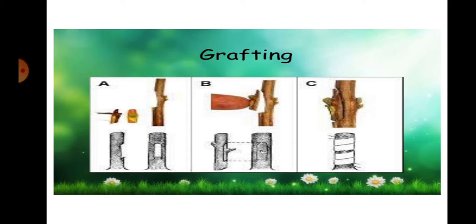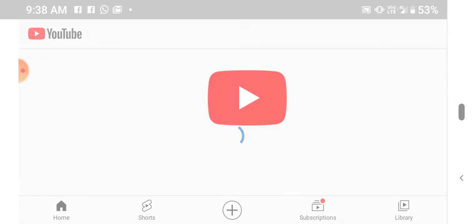In this method, a cutting with buds of one plant is called the scion. It is kept over the cut stem of another plant, called the stock, the stem of a rooted plant. Okay, we will watch a video of the grafting process and come back.